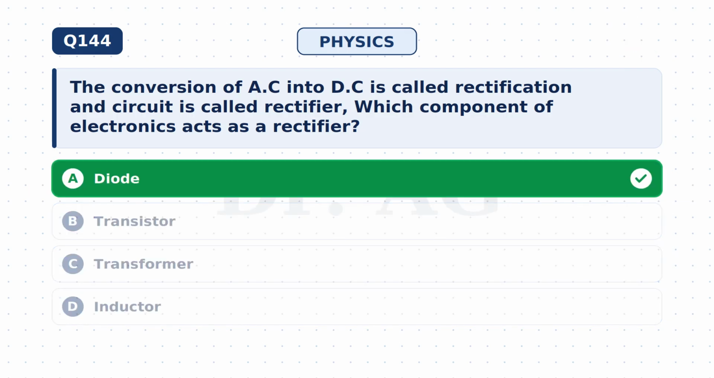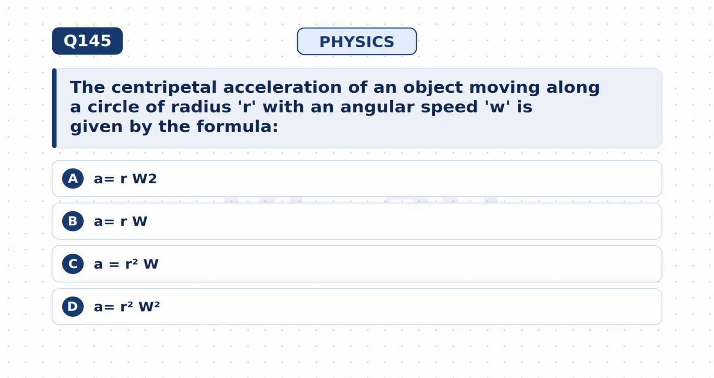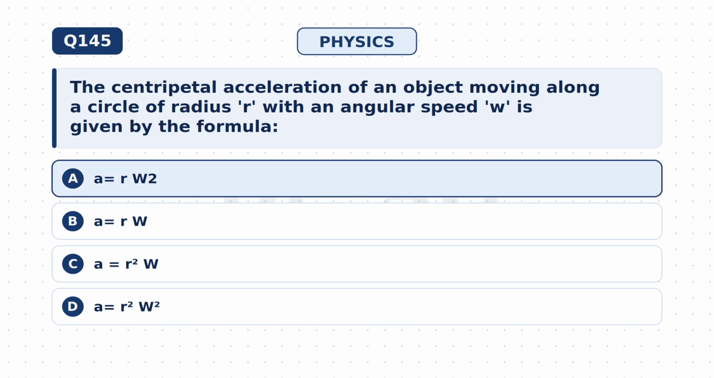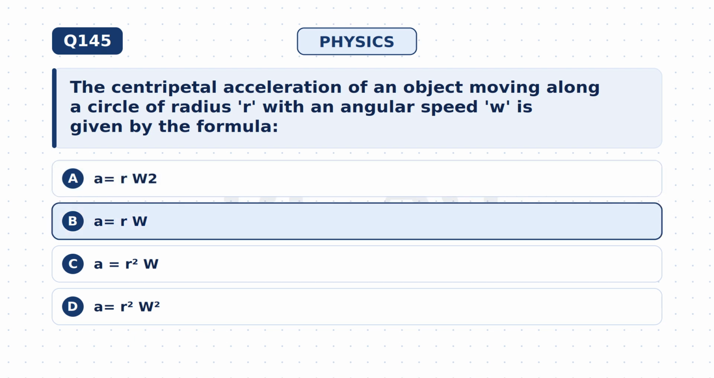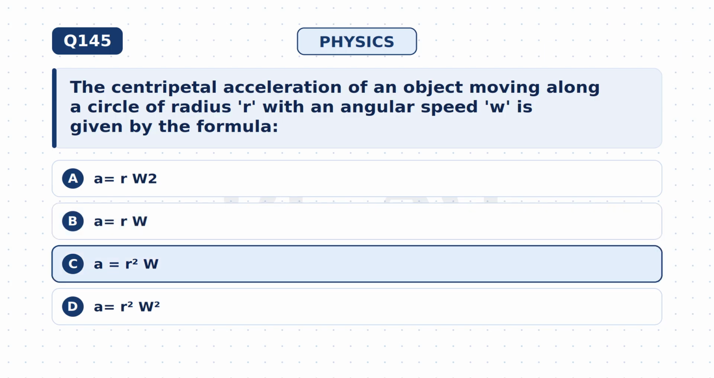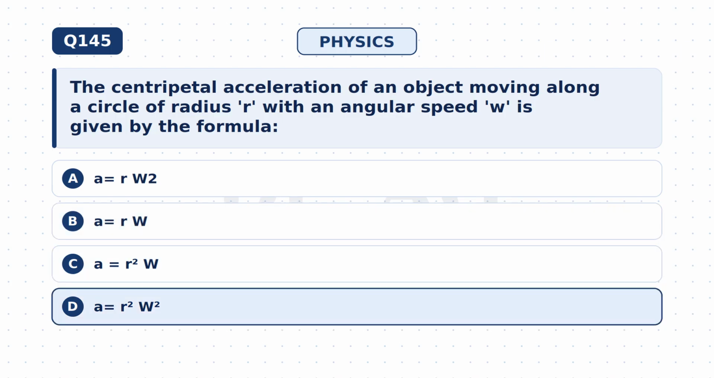The correct answer is A, diode. Question 145. The centripetal acceleration of an object moving along a circle of radius r with an angular speed w is given by the formula. Option A, a equals rw². Option B, a equals rw. Option C, a equals r²w. Option D, a equals r²w².